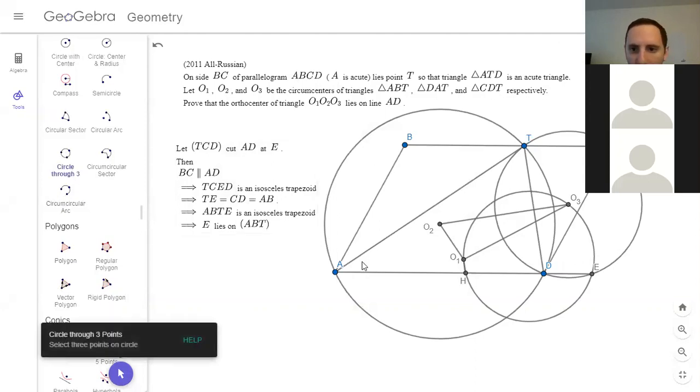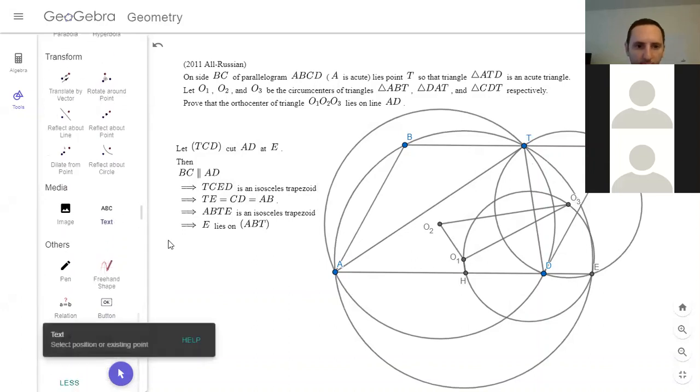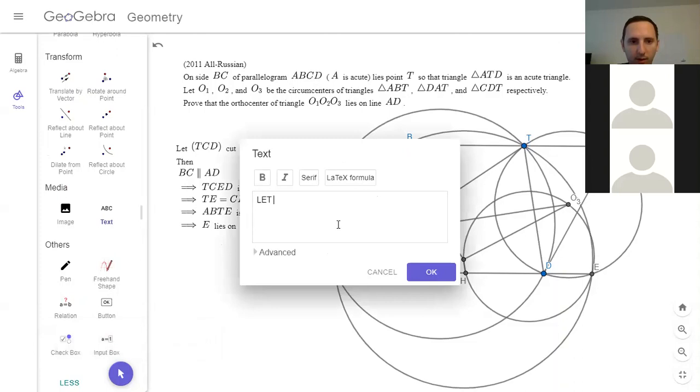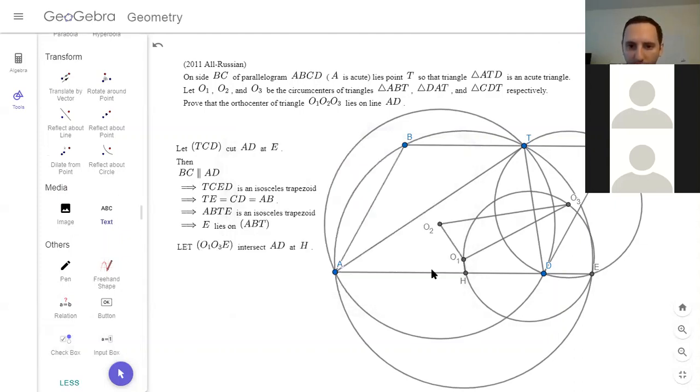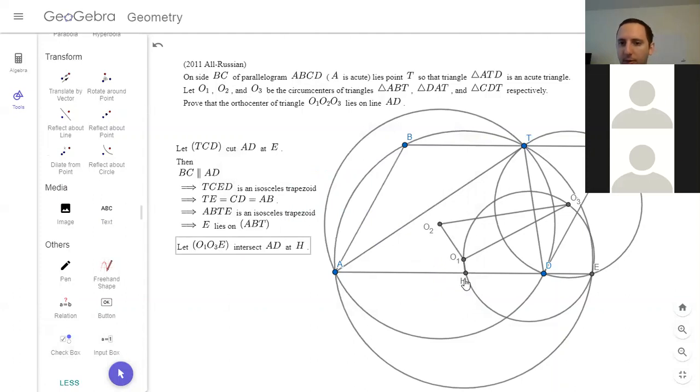Okay. And once we know that, we could say let H be the intersection of O1O3 with AD. All right. And now we're claiming H is the orthocenter. So Anmol was saying, I'm trying to remember how you did the angle chase. So angle O1O3H is angle O1EH is equal to angle O1EA.